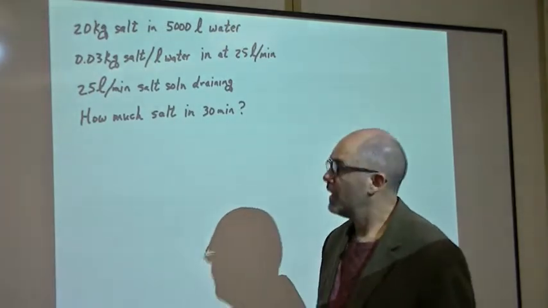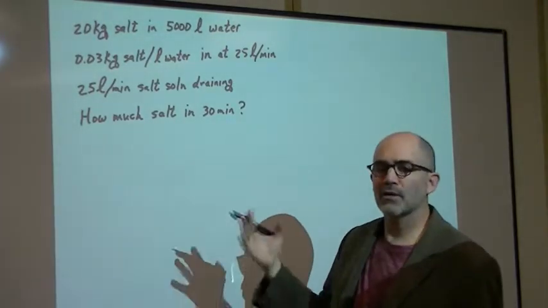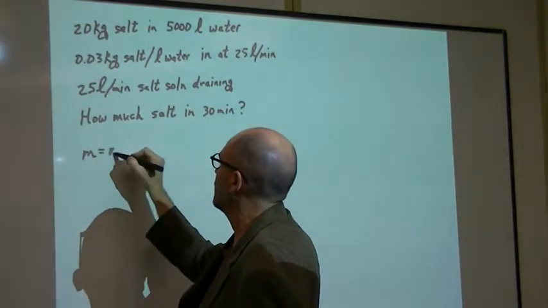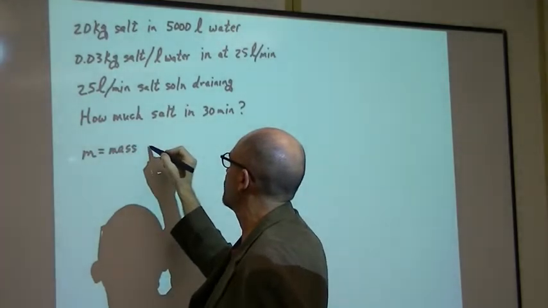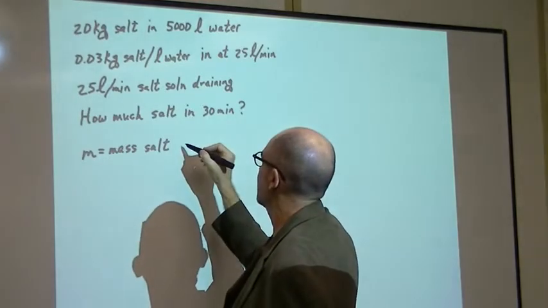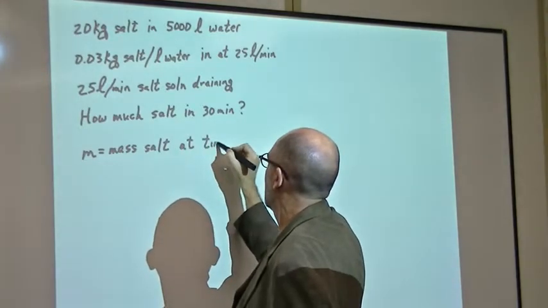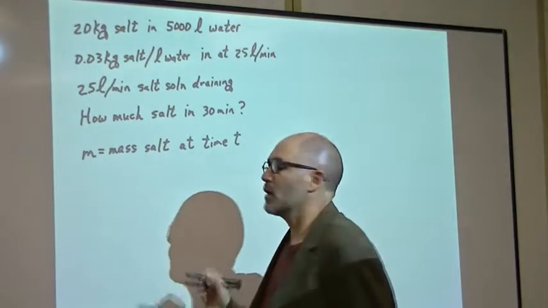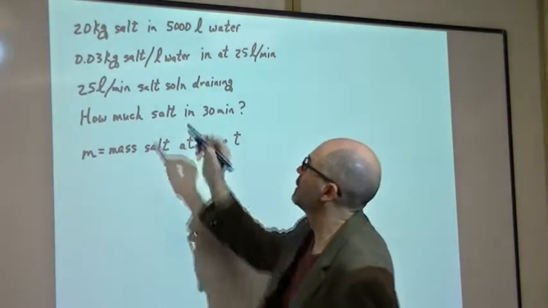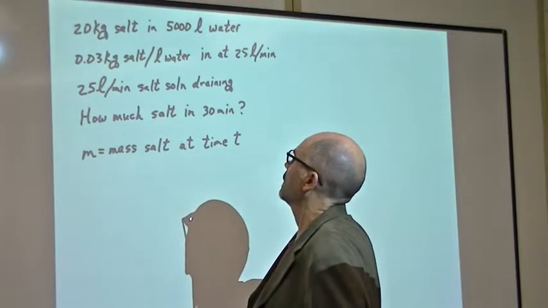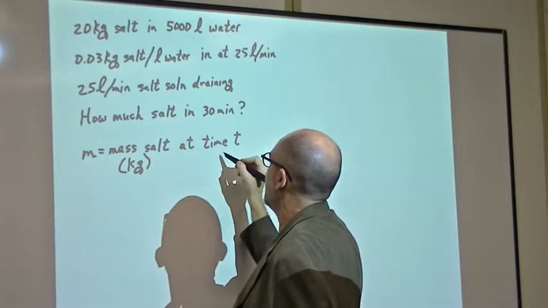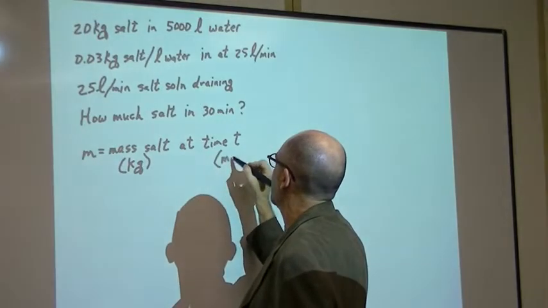Now remember, defining the variable is answering the question with the variable. So we say m equals the mass of salt at any time t. So those are our two variables. And we're given initial conditions that there are 20 kilograms of salt. Let's say mass of salt in kilograms at any time t in minutes.